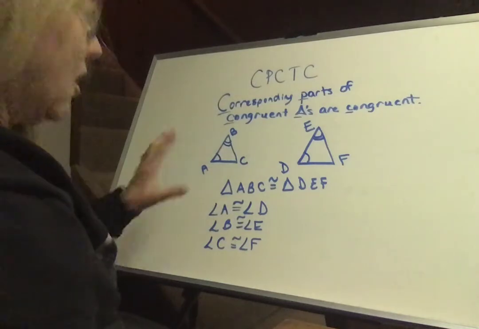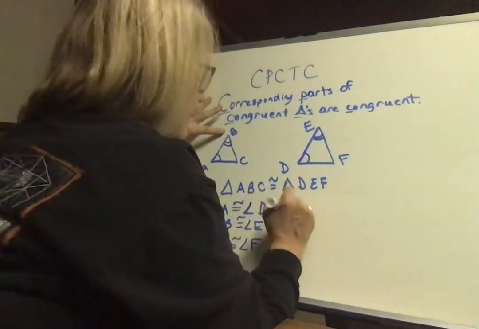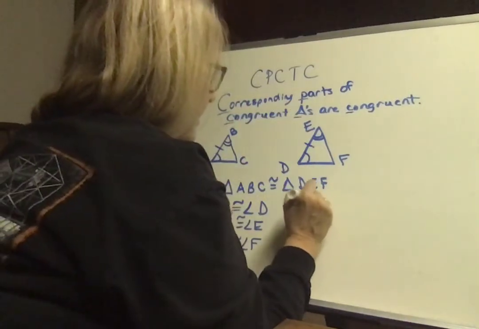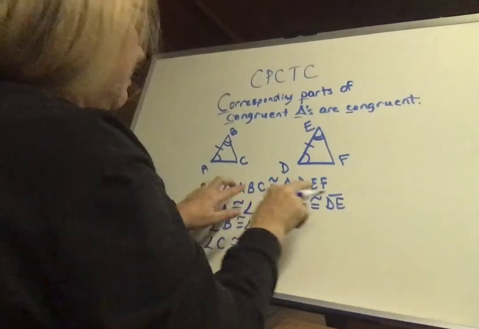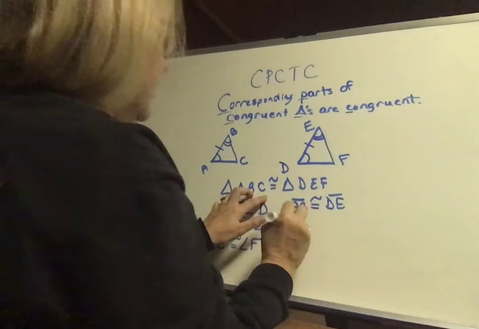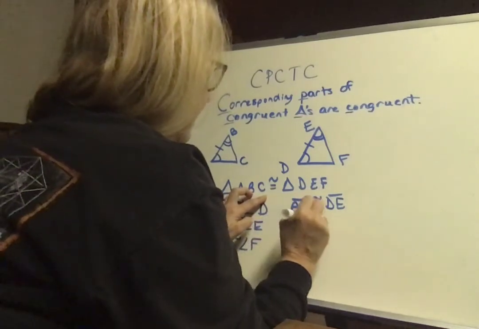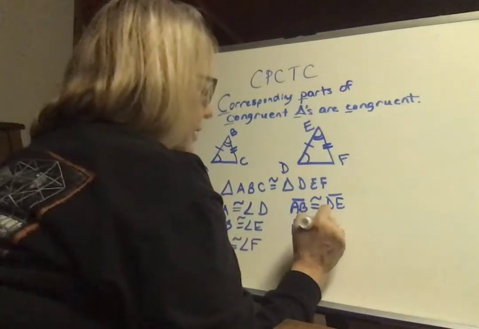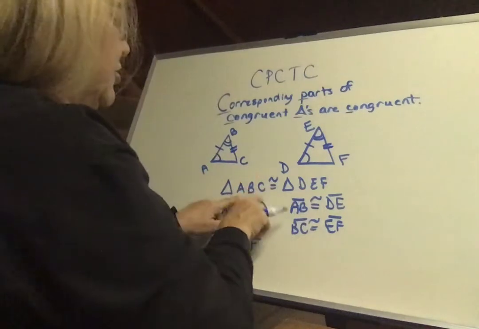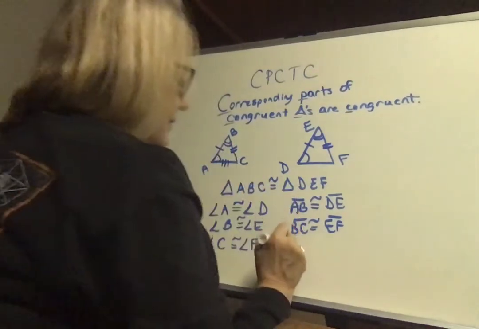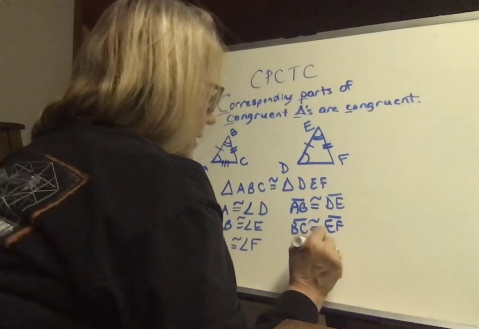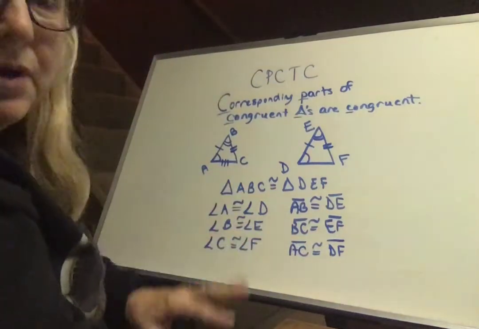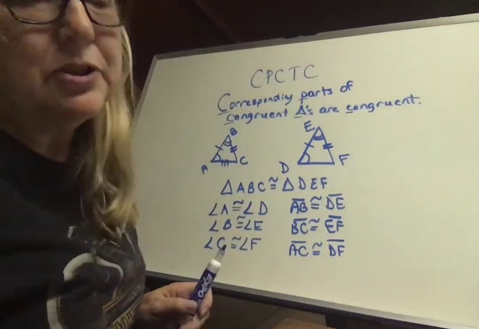And then all 3 sides. AB would be the same length as DE. AB, DE. The last letters, BC is congruent to EF. And then first last, AC is congruent to DF. There's all the parts. Corresponding parts of congruent triangles are congruent.